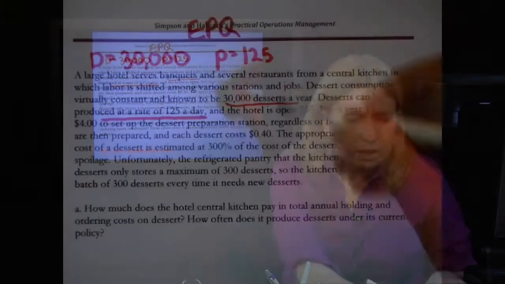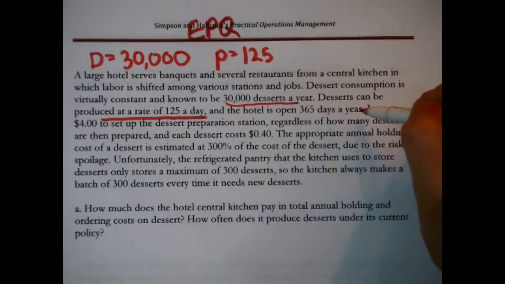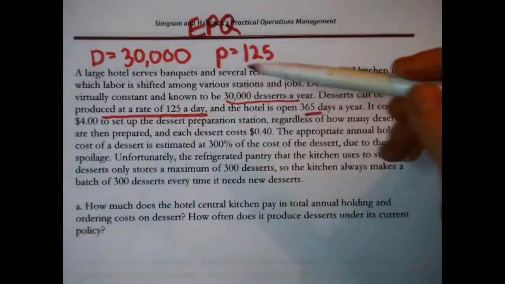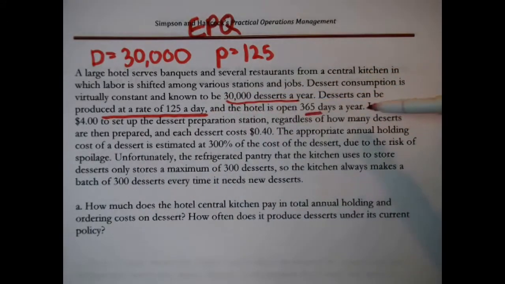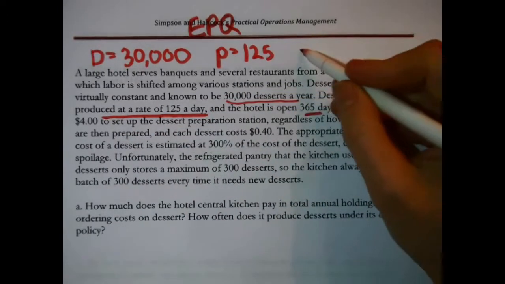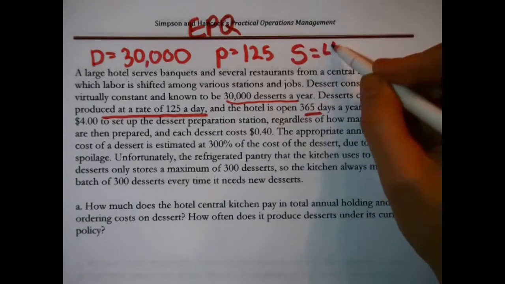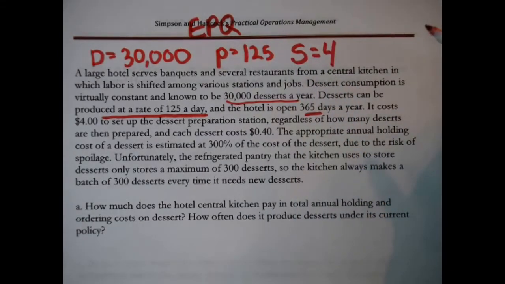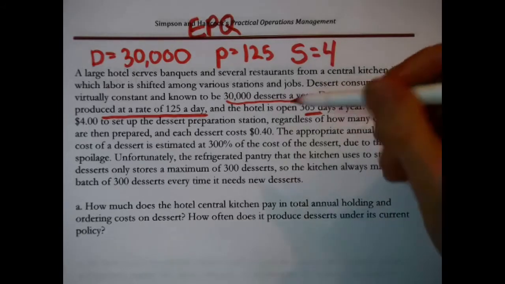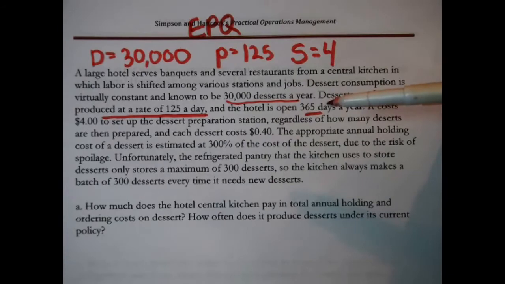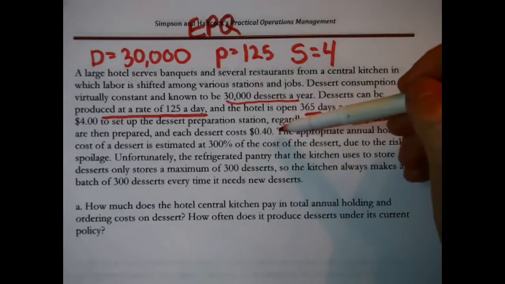What else? Okay, the hotel is open 365 days a year. That's nice. It costs $4 to set up the dessert preparation station regardless of how many desserts are prepared. So we know what that is. That is capital S, the fixed cost of replenishment. Okay, it's $4. And what else? Each dessert costs 40 cents.